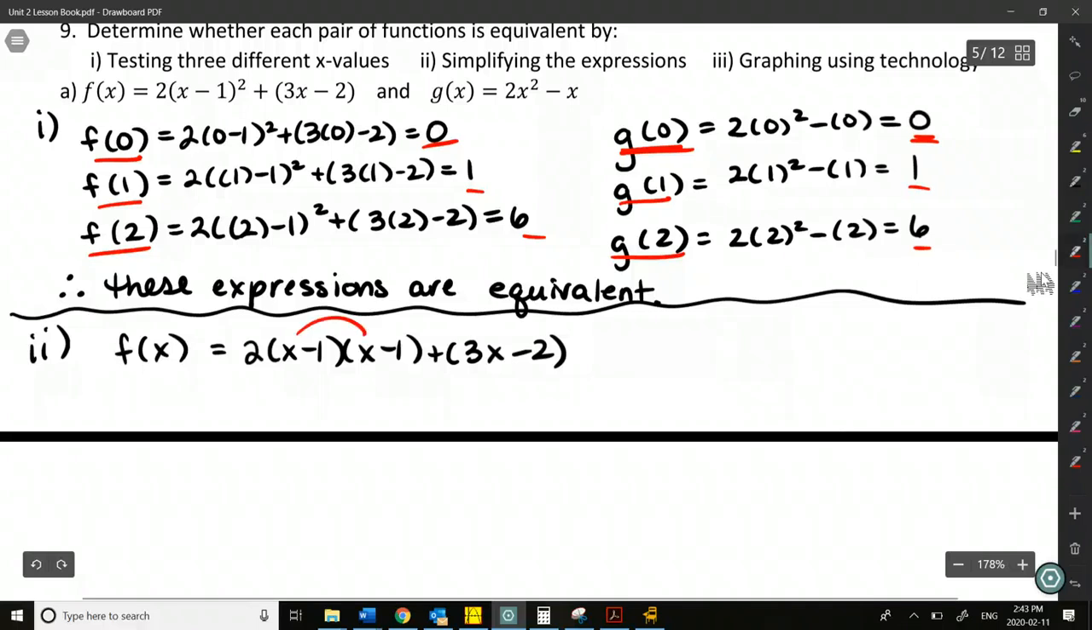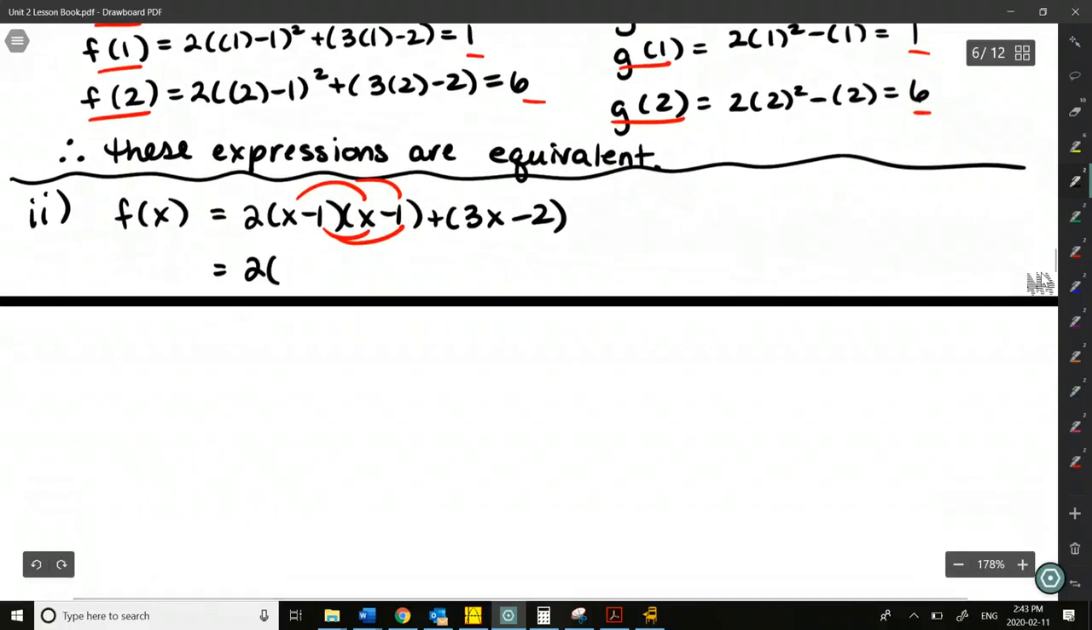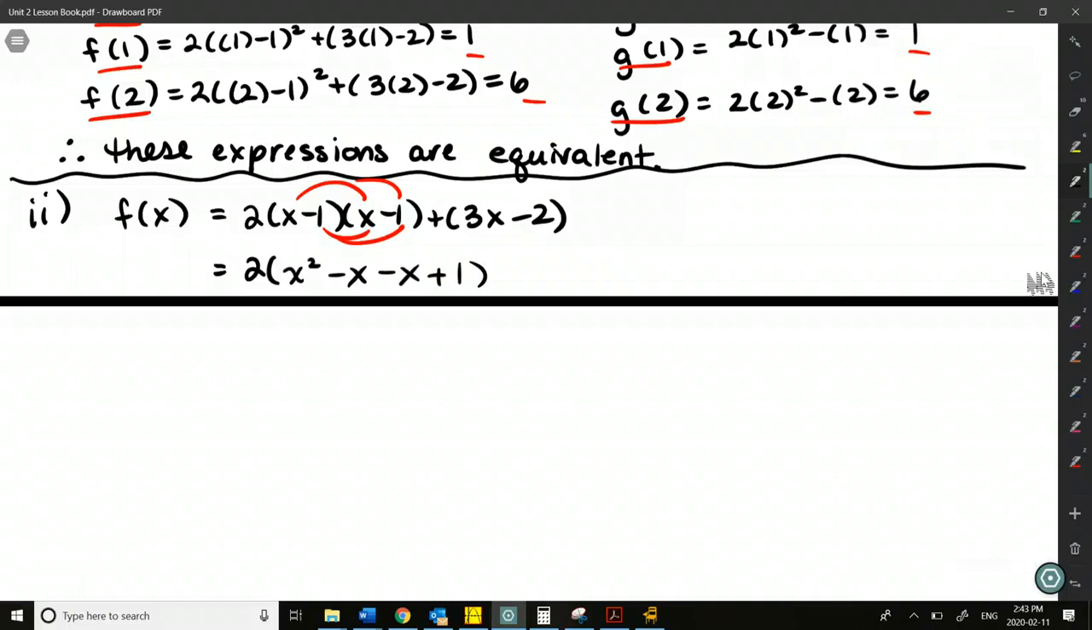So we're going to FOIL this first part here. Keep your brackets when you FOIL because the 2 has to go into everything there. We'll get x times x, which is x squared. X times negative 1, which is negative x. Negative 1 times x, which is negative x. And negative 1 times negative 1 is positive 1. Okay, also I can just drop the brackets on this second part here.